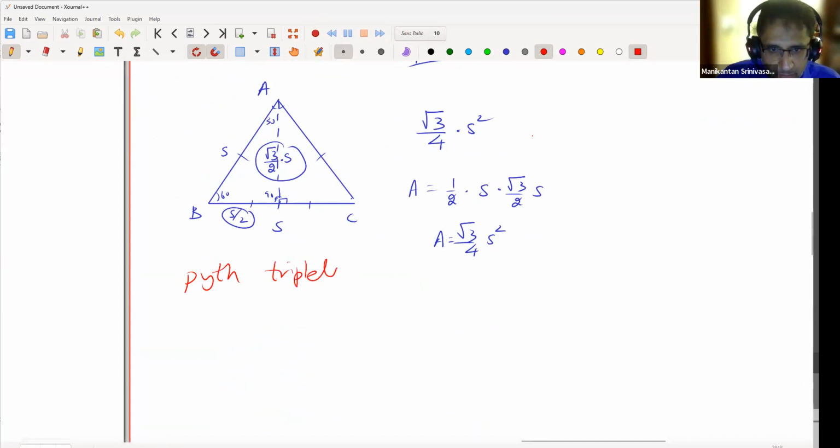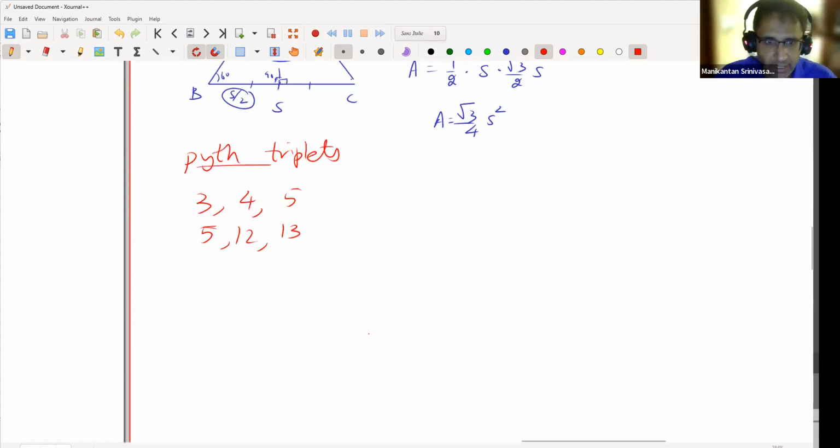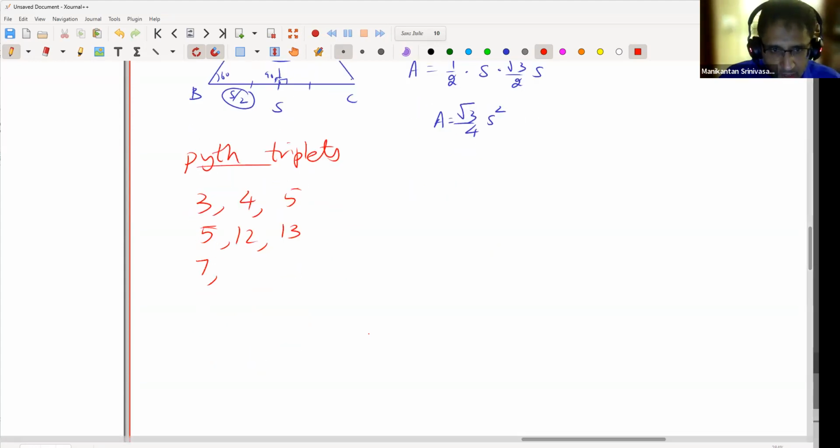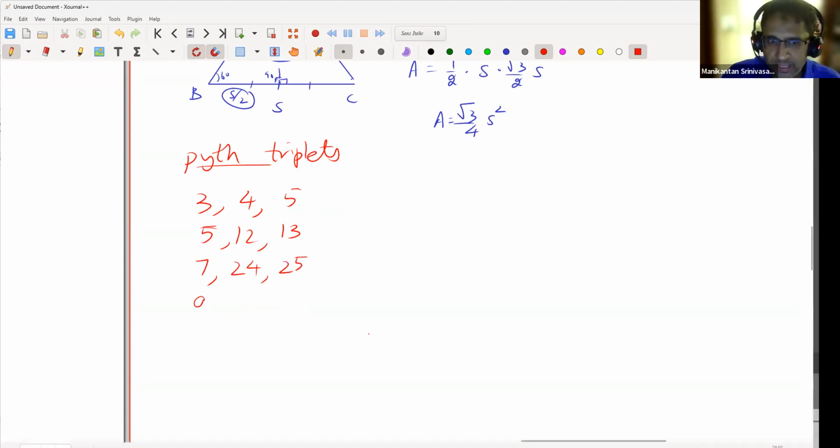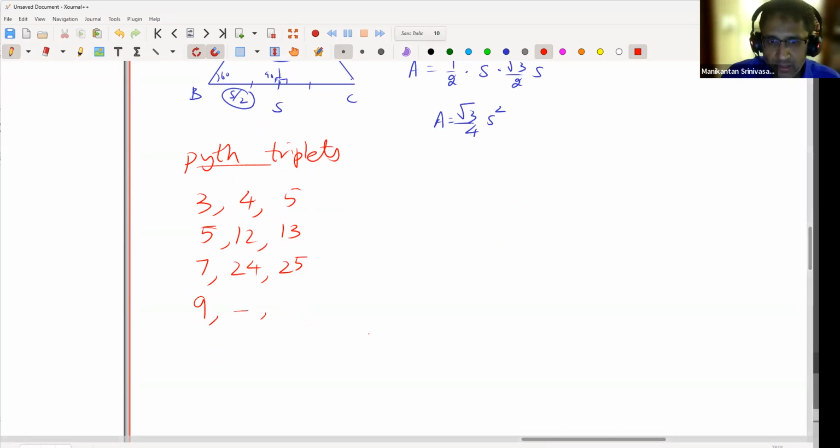Okay, so the common triplets you guys know are the 3, 4, 5 and the 5, 12, 13. But then this pattern actually continues if you observe the pattern, right? Okay, I'll give you one more and I'll ask you guys if you know the pattern. If you're able to see a pattern here, 3, 5, 7, obviously the next one is 9. Can you see anything for here and here? Can anyone help?